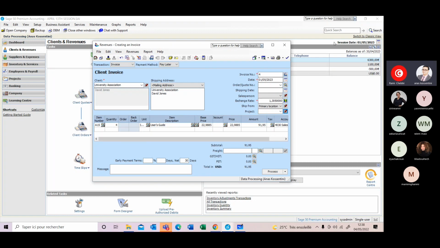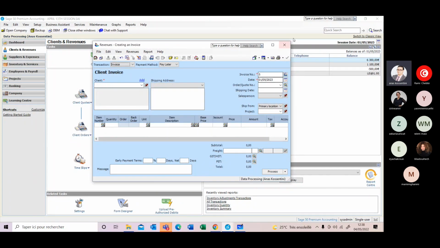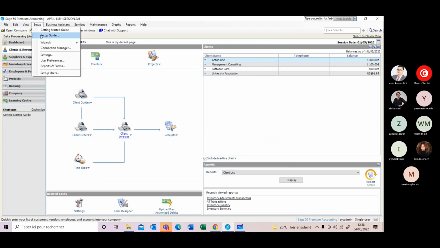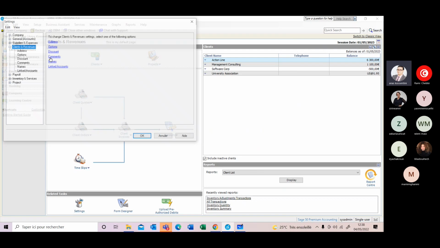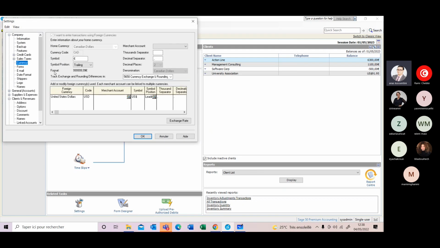Yes, it's clear. Yes. So we have 2 steps. Step 1 is that you create the currency. Here I click on process. It's June number 25. And the first step is what? You create the currency. How? Set up settings. Under setup settings, you go to company. Under company, you go to currency. Under currency, you add in the tab of foreign currency.